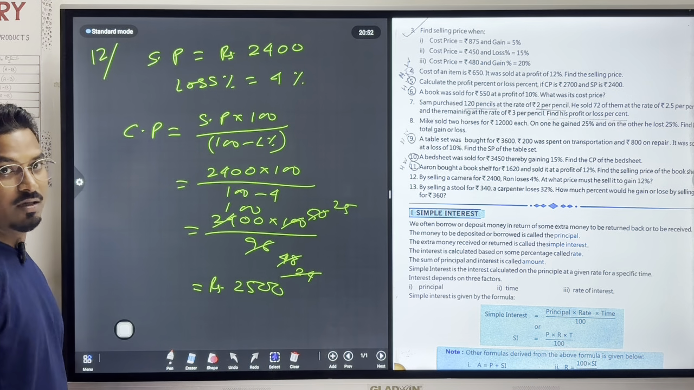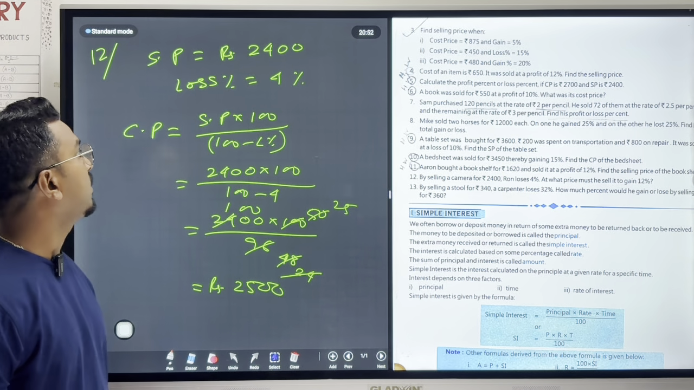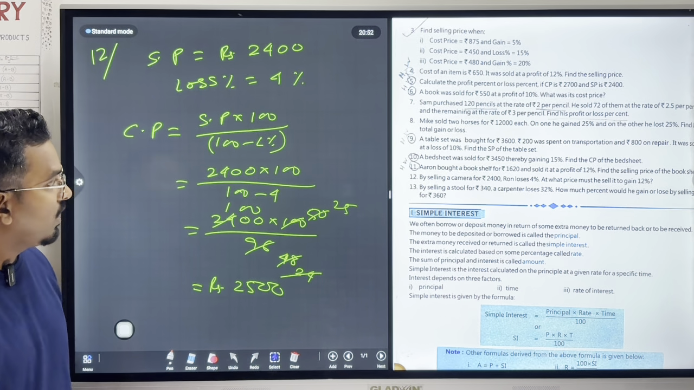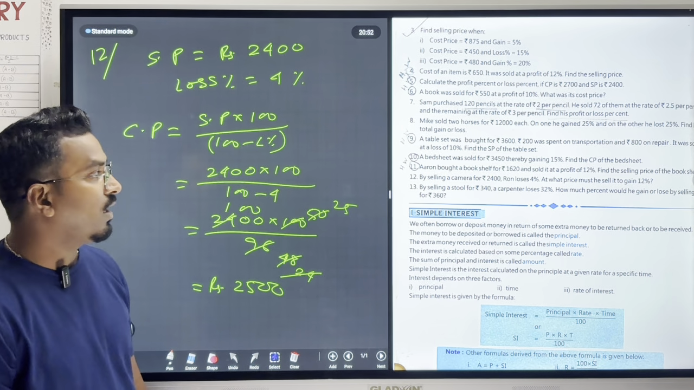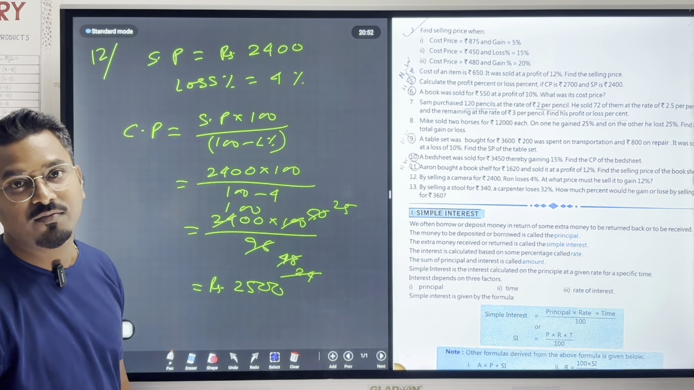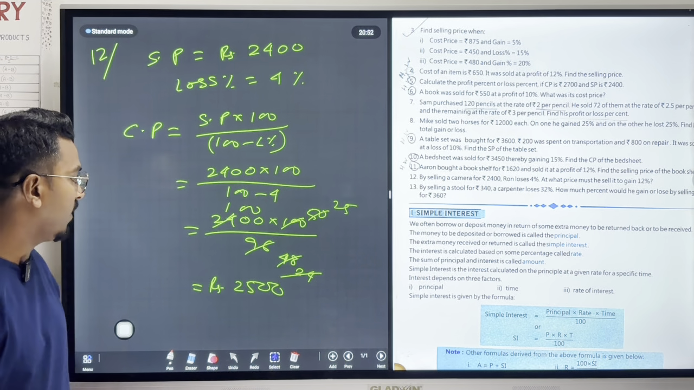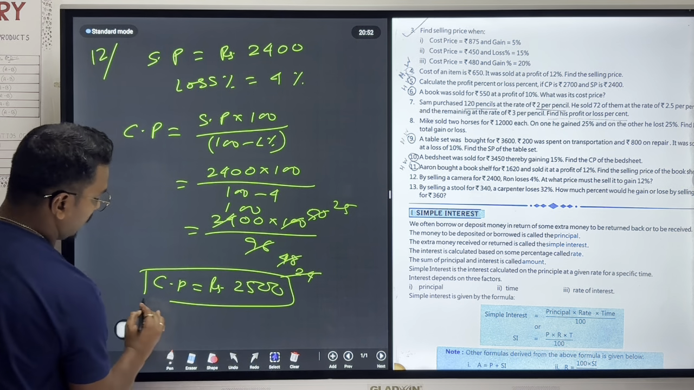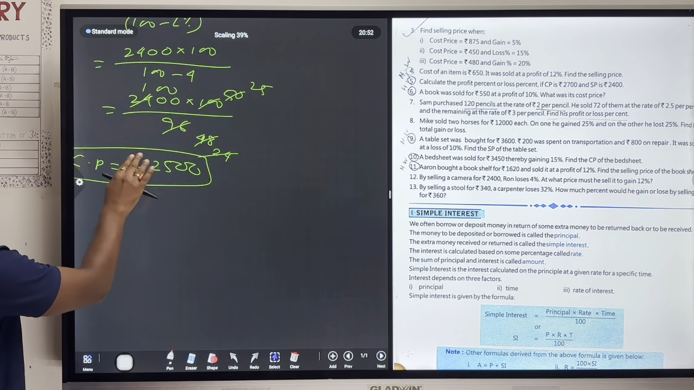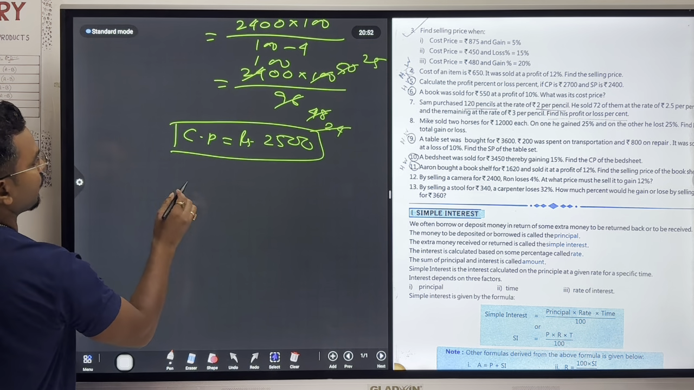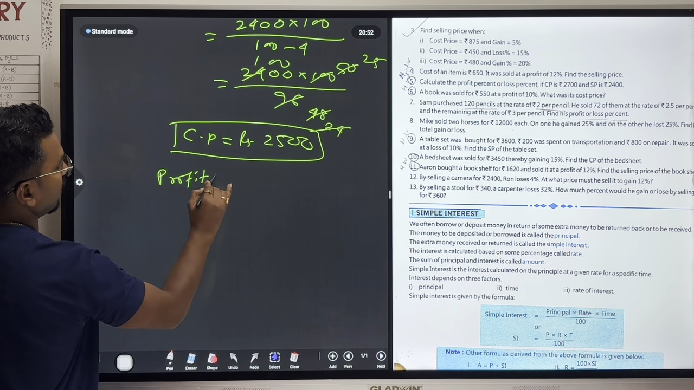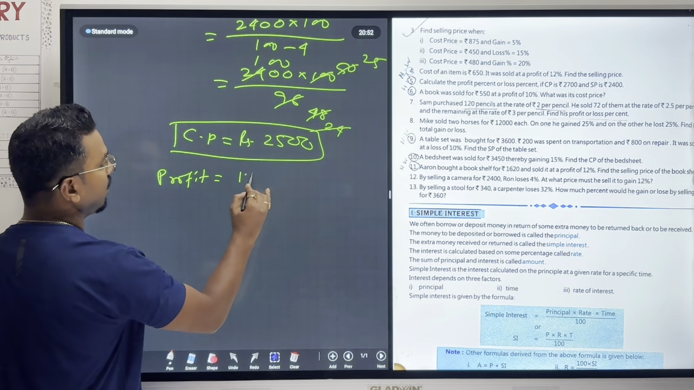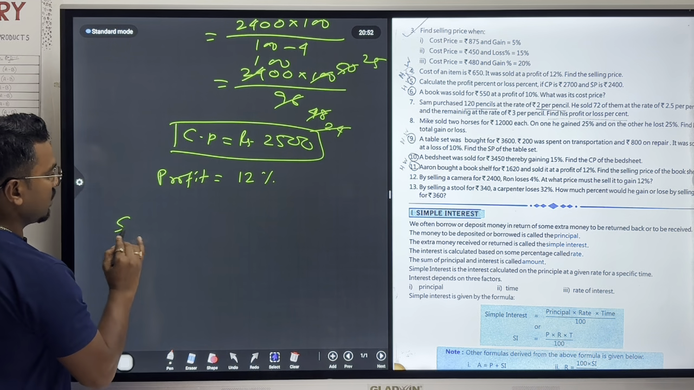So the actual cost price was 2500 rupees and he sold it at rupees 2400, so there is a loss of 4%. Now he wants to gain 12%. At what price should he sell it? We already got the cost price. Now he wants a profit, or gain, of 12%. At what price does he have to sell it?